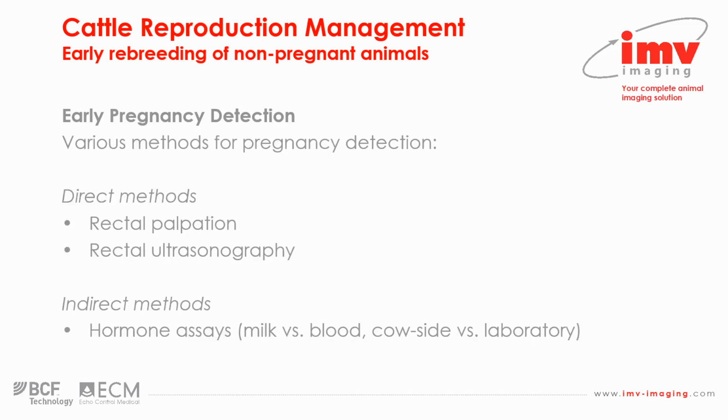So in cattle practice we have various methods of pregnancy detection open to us. Generally speaking, these can be broken down into direct methods and indirect methods. Direct methods rely on per rectum examination, and that can either be rectal palpation, manual palpation, or transrectal ultrasonography, which is clearly the focus of today's webinar. And then indirect methods are essentially hormone assays, and they can either be performed on milk samples or blood, and they can either be cow side or laboratory based.